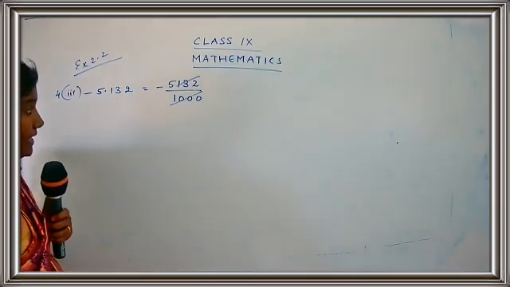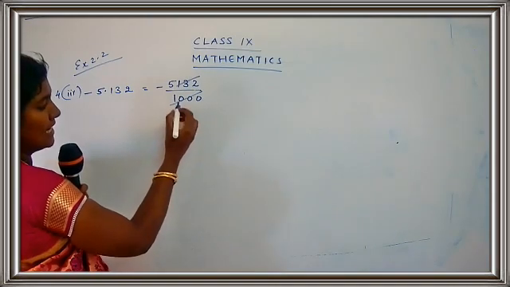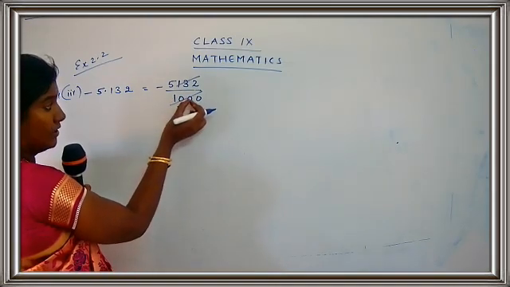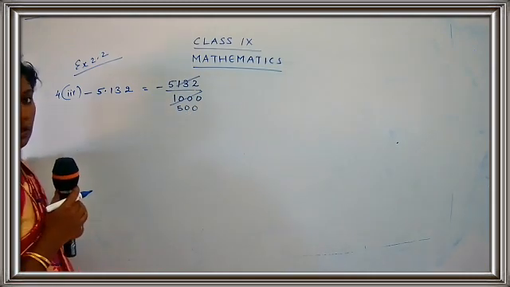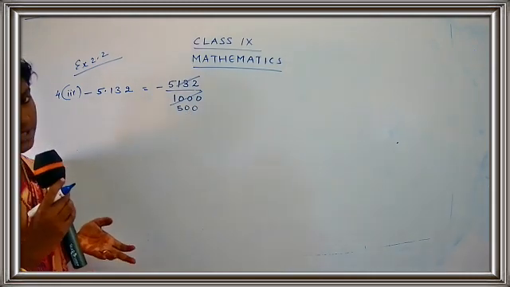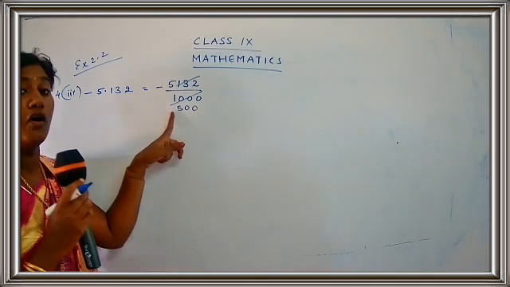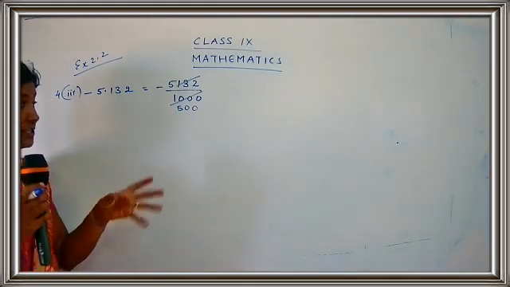I'll just do it directly. 2 5s are 10. 2 zeros are 0. Or you can write half of 1000. What is half of 1000? It's 500. Okay. Or you can do the divisions directly.